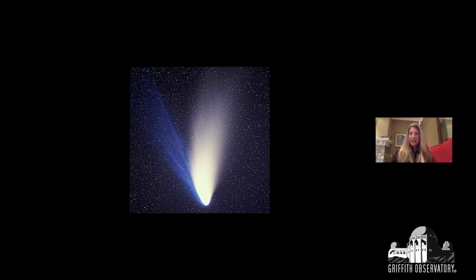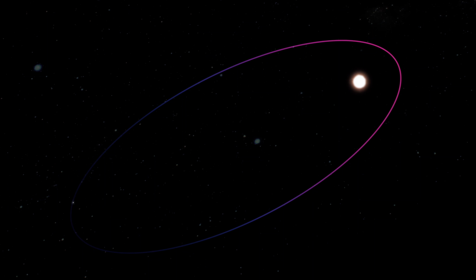So the other tail is the dust tail. It primarily reflects a lot more of just the color of sunlight because it's just dust that's reflecting sunlight. And once the dust is swept off the comet, it goes into orbit around the sun just like the comet does. So I'm sure you've seen diagrams that look like this, where the comet, as it swings around the sun, always has the tail pointing away from the sun.